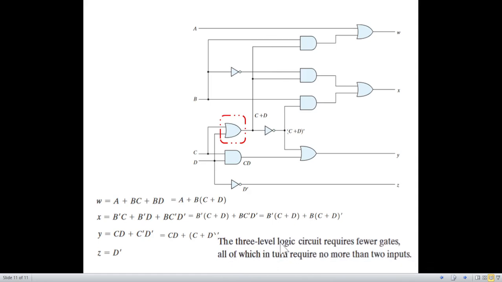So this is how a little modification can give us a slightly simplified circuit. The 3-level logic circuit requires fewer gates, all of which in turn requires no more than 2 inputs. I hope you have been able to follow this. Please let me know through your comments.